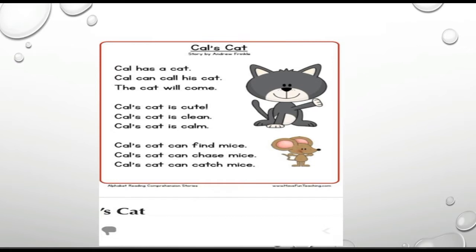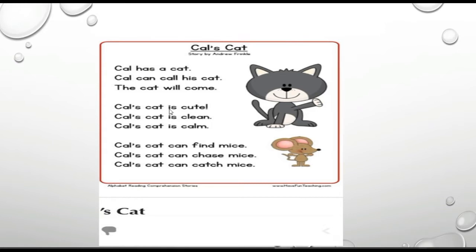Okay, so I'm gonna tell you a short story about Cole's cat. Are you ready to listen? Okay, open your ears and listen very carefully. Cole's cat. This is the title of this story. Okay, so this is a cat. Cole has a cat. Cole can call his cat. The cat will come.